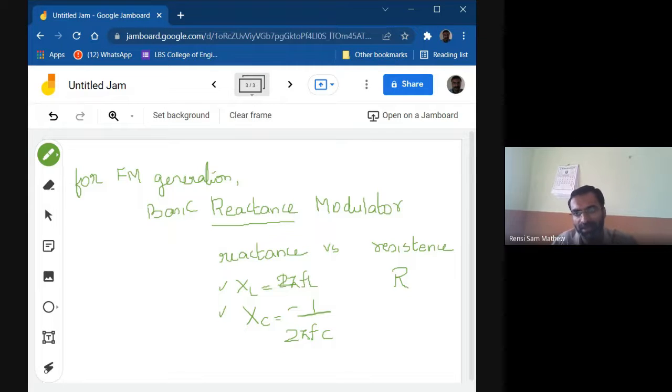Now in FM we have to change the frequency. So if you want to change the frequency, we have to change the value of the constituent components. So we have these L and C values. We change the L and C values. By changing the L and C values, we can change the frequency that is generated. So basically, L and C values should change depending upon the message.